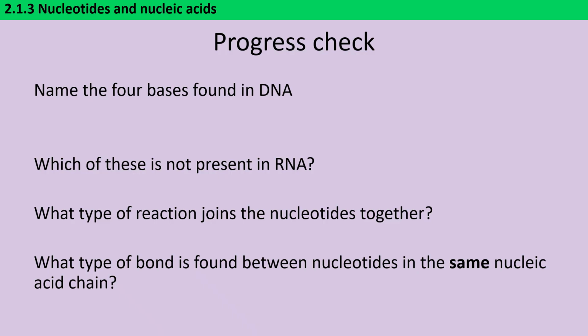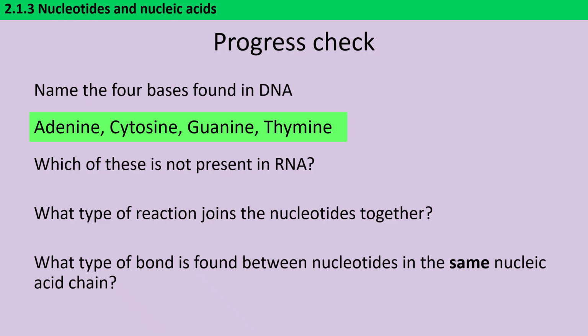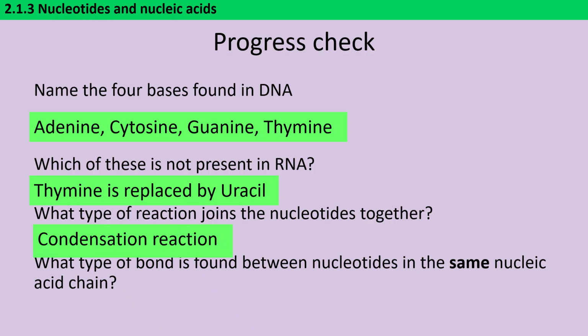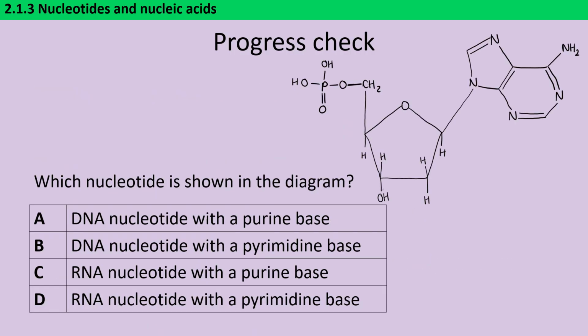The 4 bases found in DNA are adenine, cytosine, guanine and thymine. In RNA, thymine is replaced by uracil. These nucleotides are joined together by a condensation reaction, and the bond between adjacent nucleotides in the same nucleic acid chain are phosphodiester bonds. You're not expected to be able to identify exactly all of the different nucleotides because you're not expected to know exactly what the bases look like, but you should be able to pause the video and identify whether this nucleotide is a DNA or an RNA nucleotide and whether it contains a purine or a pyrimidine base.